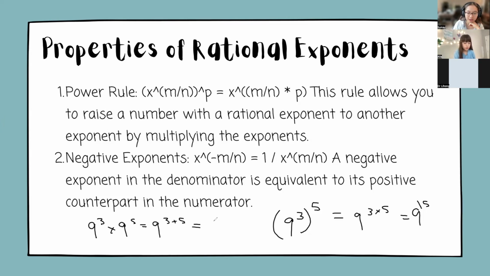This is why it's important: let's say you have 9 to the power of 3 times 9 to the power of 5. That would be 9 to the power of 8. But if you have 9 to the power of 3 raised to the power of 5, then it would be 15. So these are two completely different numbers, and especially since we're working with exponents, this number is way bigger than this number.